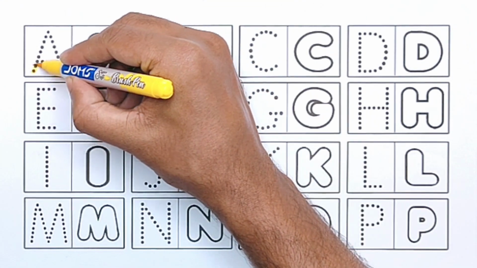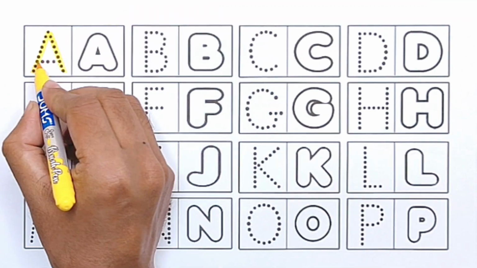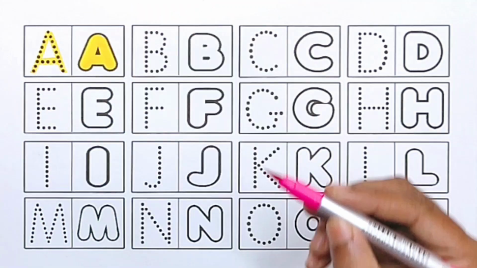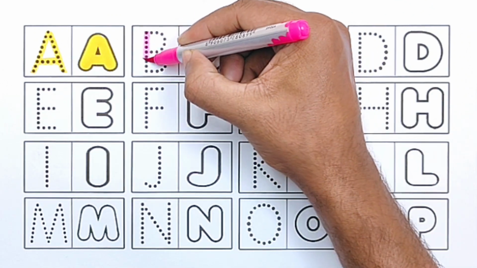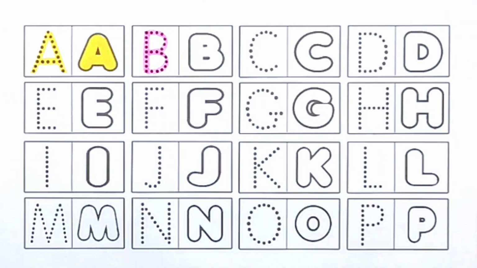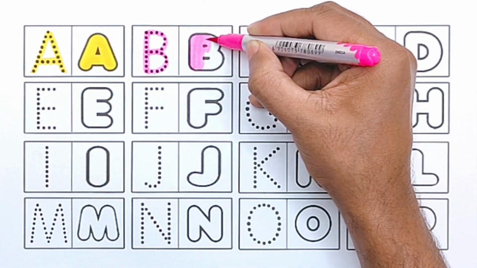Yellow color. A for apple. A for alligator. Pink color. B for banana. B for ball.